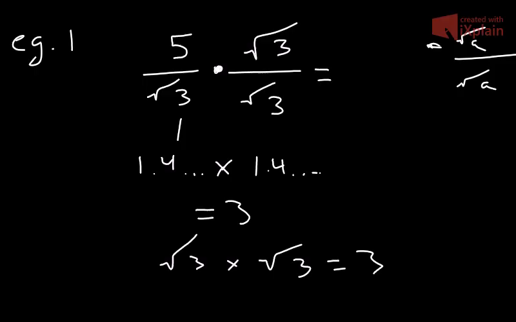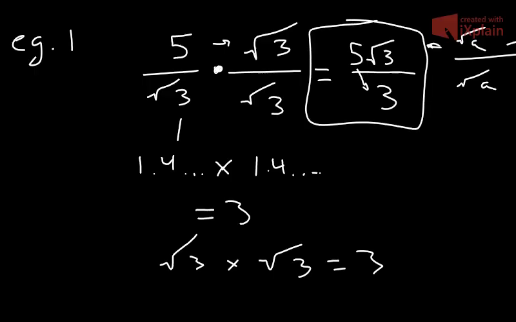So on the denominator, we know we have 3. And then on the numerator, these aren't like terms, so we cannot combine them. So we just write it like this, 5 root 3. And since 5 isn't divisible by 3, this is our final answer. It's an easy one. Okay.